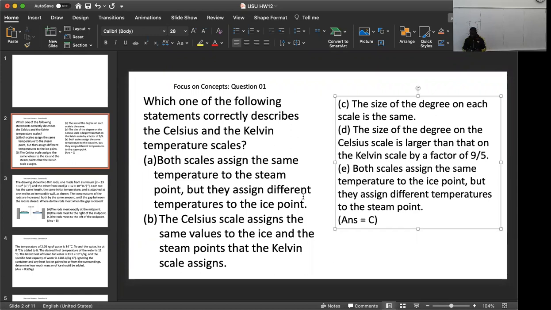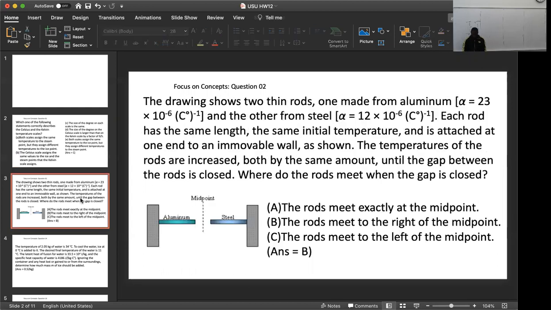Then C, which is the correct one: the size of the degree on each scale is the same. So it's 100 in between the fixed points, 100 in between the fixed points. So the size of each degree is the same. Okay, so let's go to the next problem.